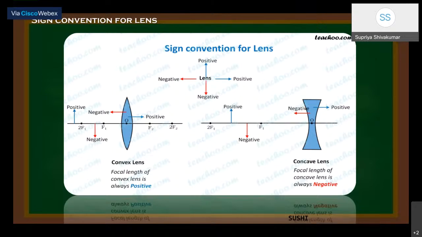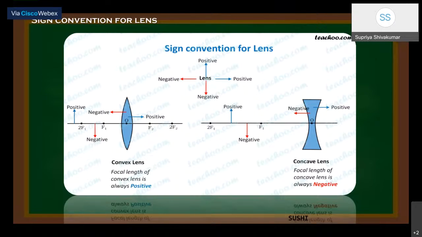And the principal axis, which is horizontal, is considered to be the x axis. And if you imagine a line perpendicular to the principal axis, passing through the optic center, that will serve as the y axis.